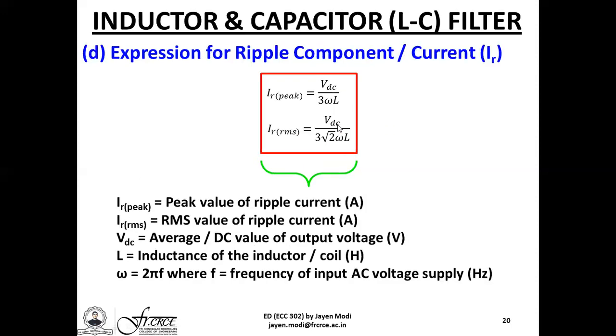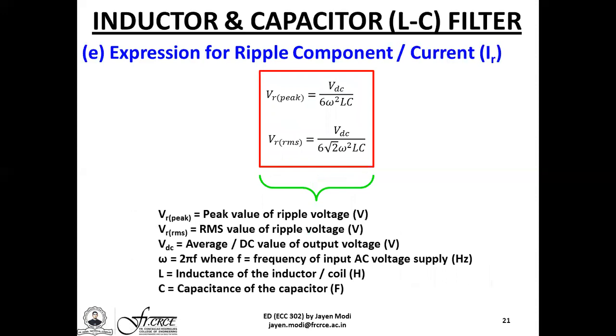The expression for the peak ripple current is given by IR peak equal to VDC upon 3 omega L. Since the current variation is almost sinusoidal, the RMS value can be simply obtained by the peak value upon root 2. So this gives us VDC divided by 3 root 2 into omega into L.